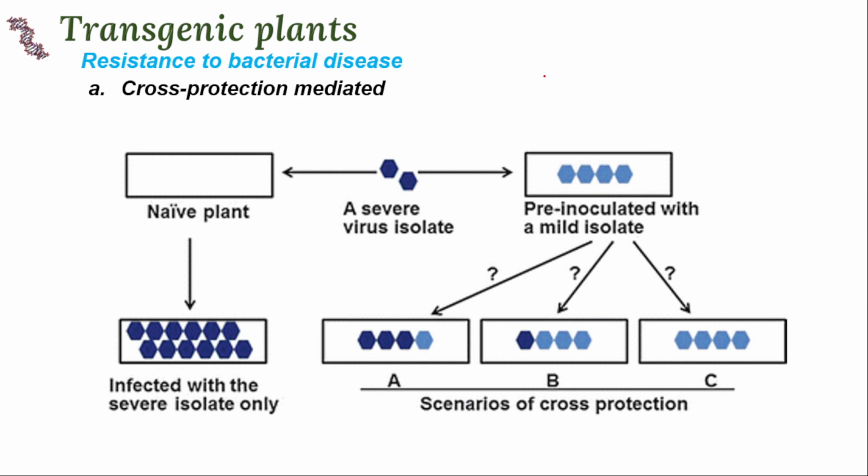A milder, attenuated bacterium is used to infect the plant so that the plant successfully defends against that pathogen and memorizes the antigenicity of that bacterium. Whenever the actual bacterium infects, the plant has this defense mechanism and easily combats the pathogenicity of the bacterial infection. This is called the cross protection mediated resistance approach.